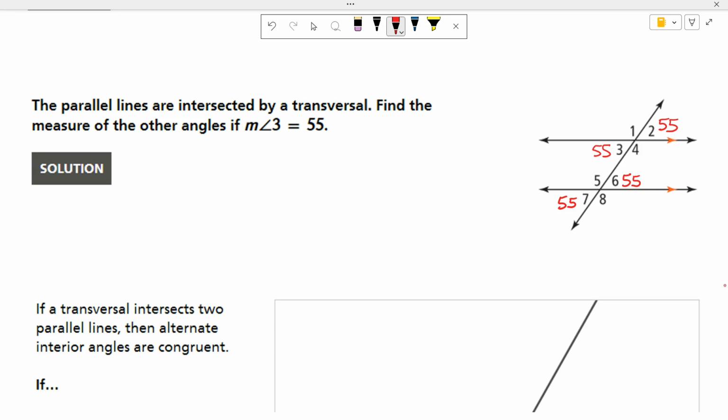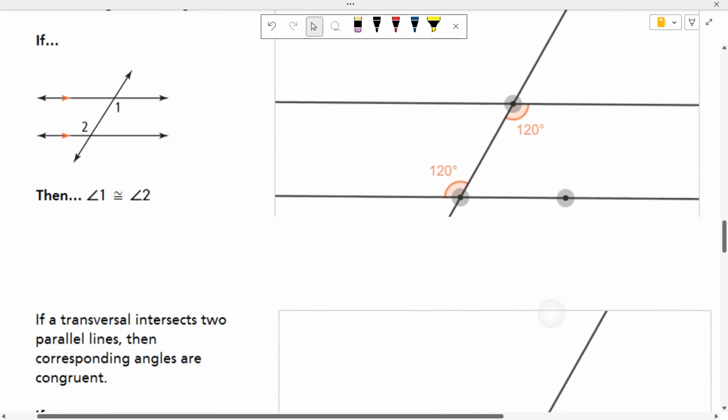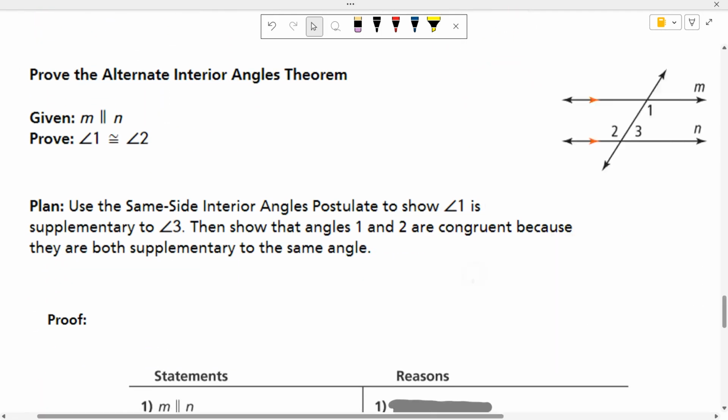So angle 1 is 125. Okay, angle 1 is 125. So then what do you think angle 4 is? Nolan. 125. And what about angle 5, Tristan? Well, yeah, angle 5 is 125. And then angle 8 is 125. Okay, so you can figure out every angle. Okay, so we've talked about that.